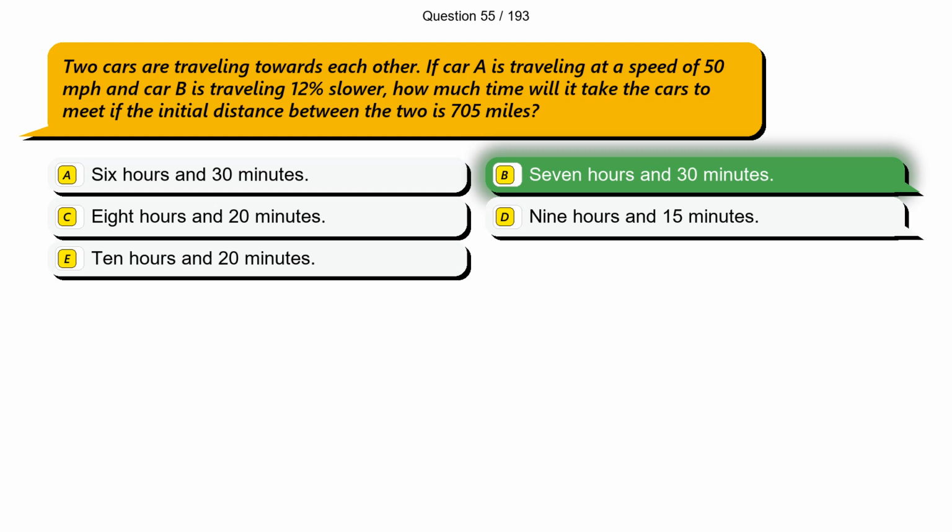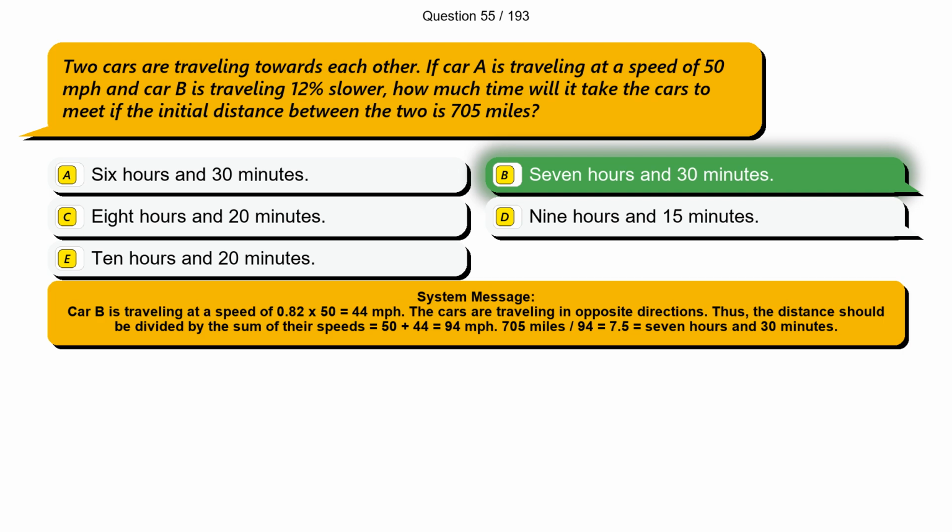The correct answer is option B, 7 hours and 30 minutes. Car B is traveling at a speed of 0.82 x 50 equals 44 miles per hour. The cars are traveling in opposite directions. Thus, the distance should be divided by the sum of their speeds: 50 plus 44 equals 94 miles per hour. 705 miles / 94 equals 7.5, which is 7 hours and 30 minutes.